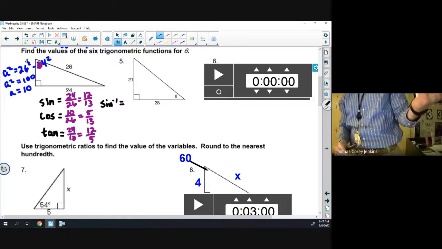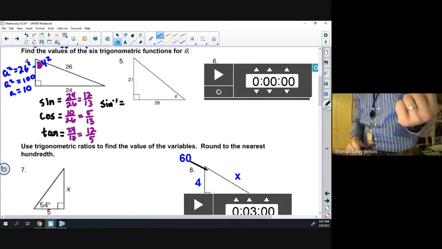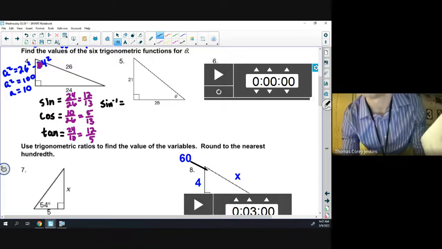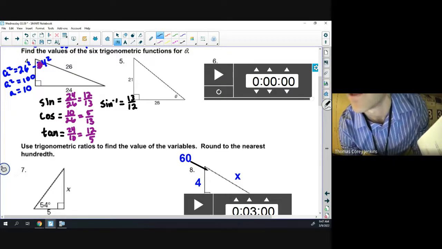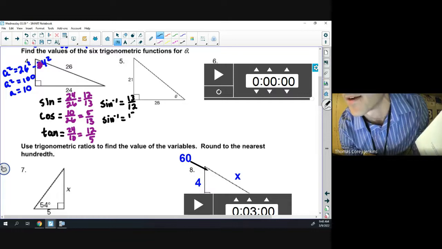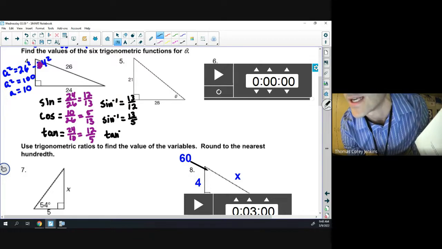I like this notation right here because it just says the inverse of sine. But anyways, we just flip 13 over 12, and then secant, or the inverse of cosine, would be 13 over 5. And then finally, the easiest one to remember is called cotangent. So that would be 5 over 12.